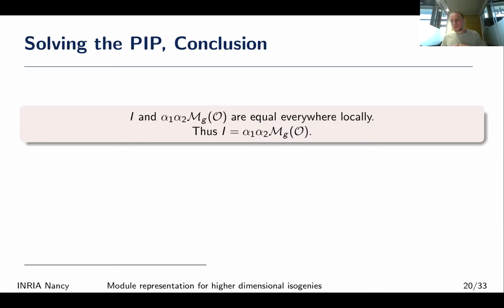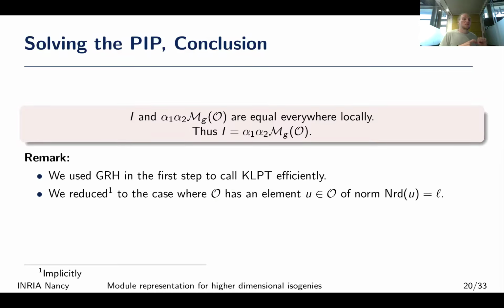So, a few remarks before moving on to the next section. First, we have to assume the generalized Riemann hypothesis to say that our algorithm runs in polynomial time, since we call Clapoti. Now, we also implicitly reduce to the case where the ring O has a specific element Q, whose reduced norm is precisely the small prime L. This is something very unusual when you look at maximal quaternionic orders. It's really an extremal property. But in fact, we show that we can simply reduce to this case, and that helps us a lot.